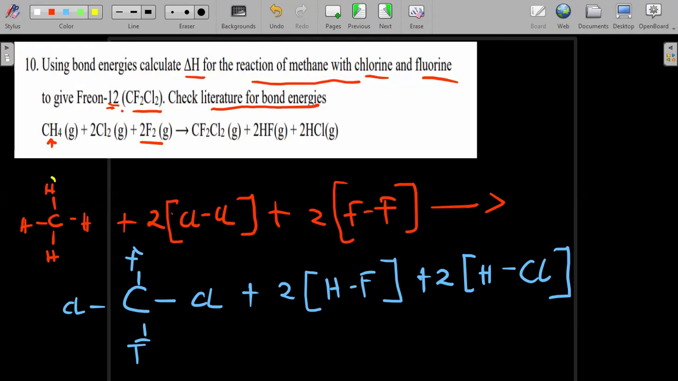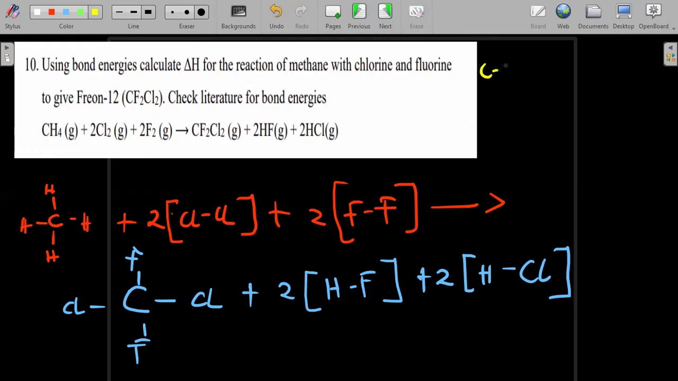So you can see the bonds that I have here. I have some bonds that are H to C. I have some bonds that are chlorine to chlorine, and then I have bonds that are F to F. I have bonds from H to F. I have bonds from H to Cl. And we can also see them here. I have bonds C to F. So we need to know the bond energies of all those bonds that I've shown. All those bonds have bond energies, so I'm going to write them.